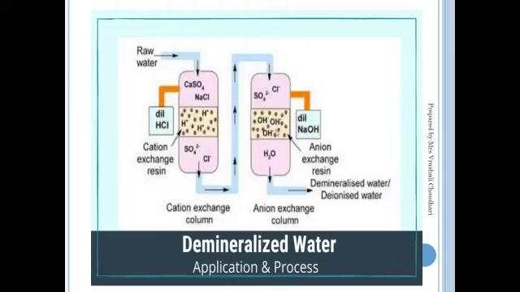First we pass hard water through the cation exchanger, so all cations get deposited here and are replaced with H plus ions. After that, we pass the water through the anion exchanger. All anions are deposited on the resin, and OH minus reacts with H plus to form deionized or demineralized water. But what happens during this process? The anion exchanger as well as the cation exchanger get saturated with the anions as well as the cations. So we have to do a regeneration.